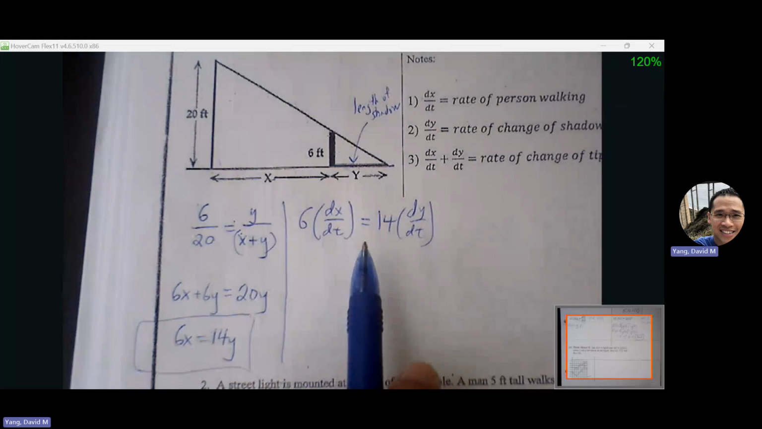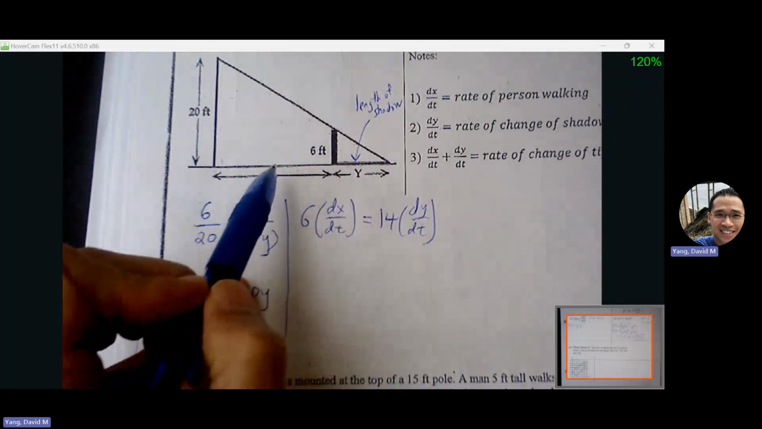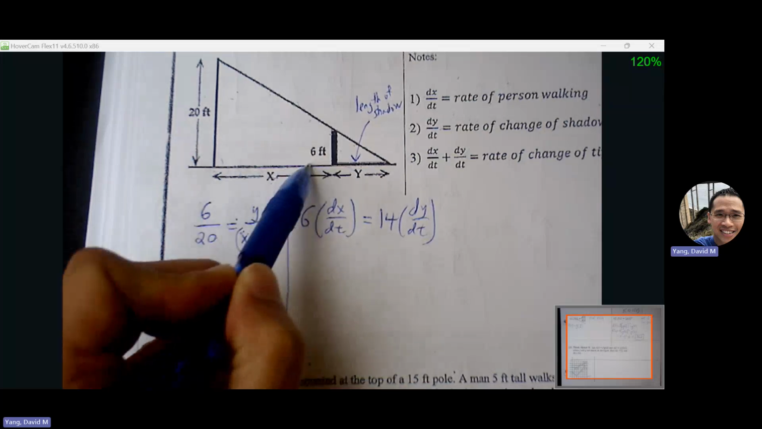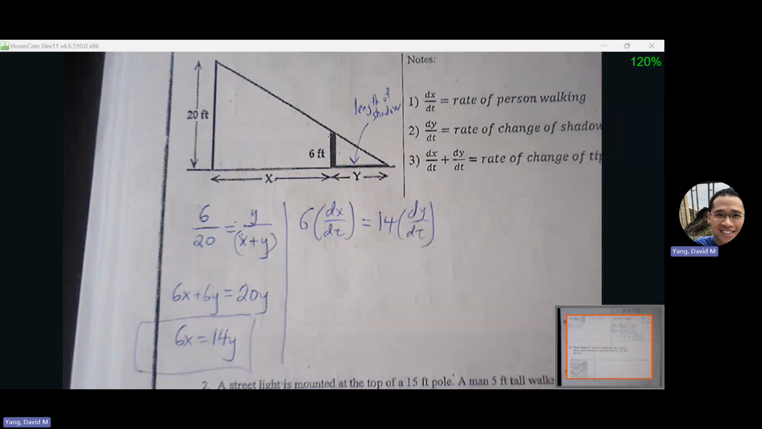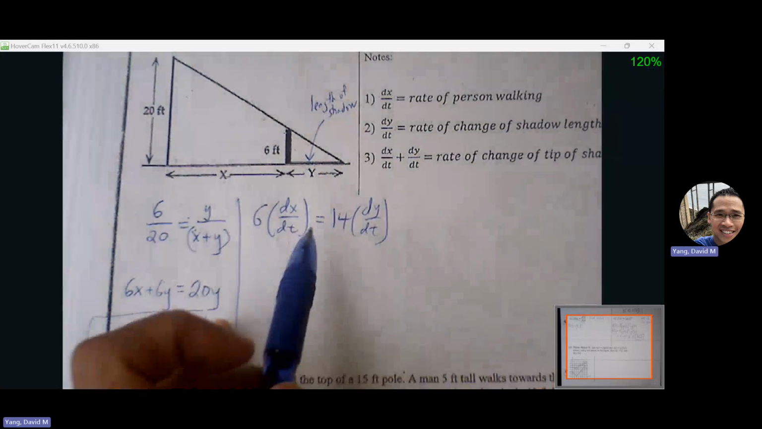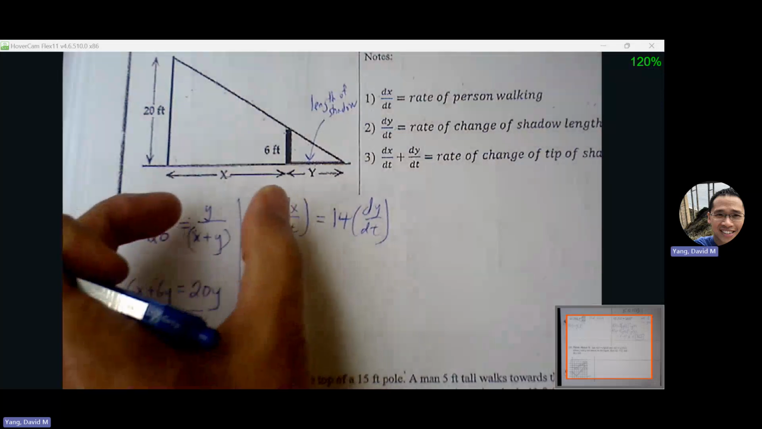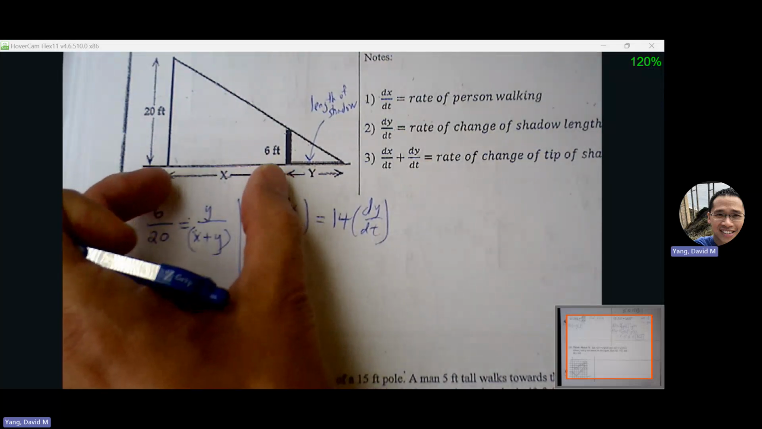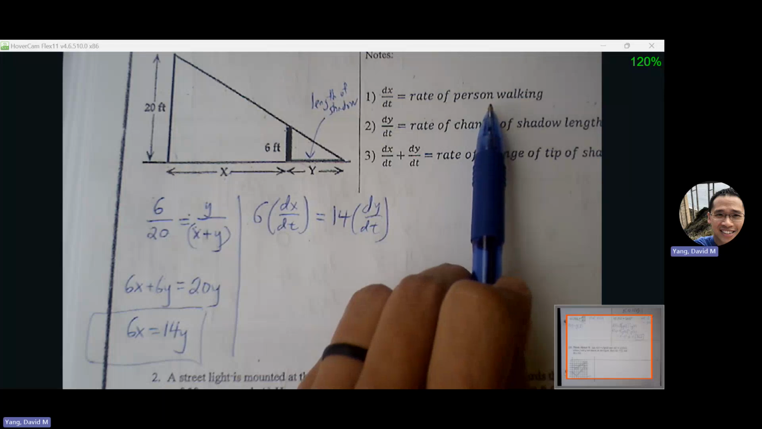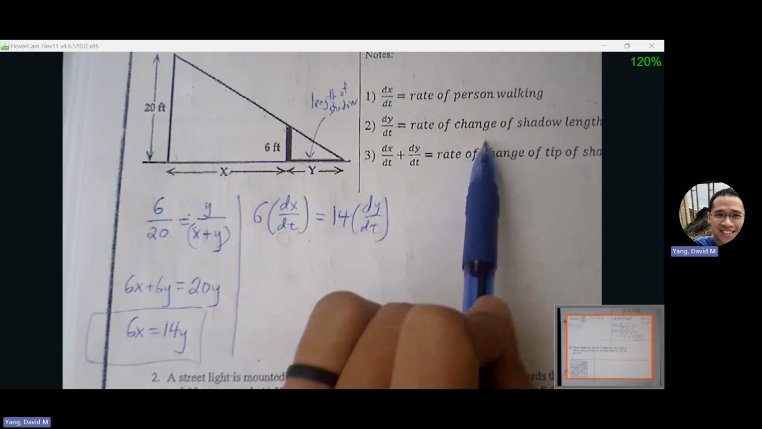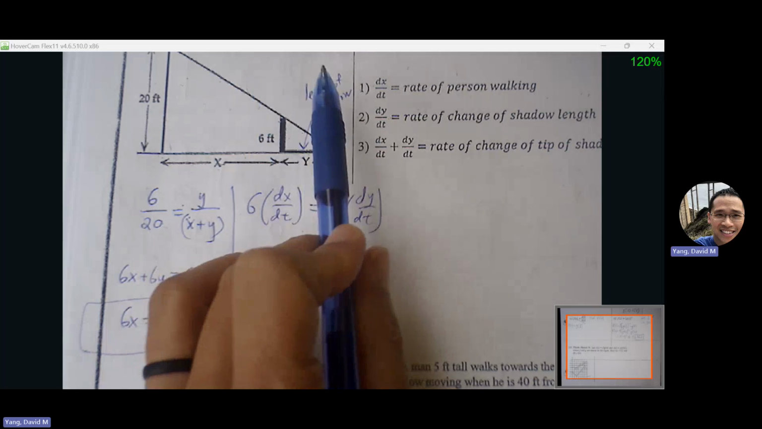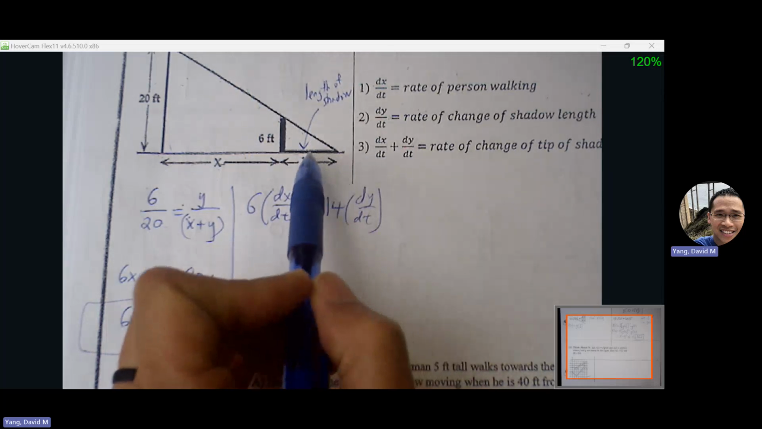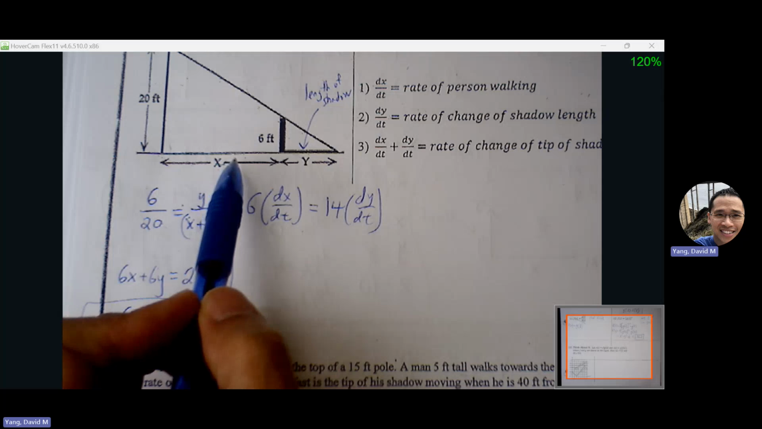So let me define what each of these variables mean. If you always set up your diagram like this, your x is the large portion and y is the shadow. Then this is how we can define these variables. So dx/dt is going to be how fast this distance is changing between the person and the lamppost. So we think of that as the rate of the person walking, either away or towards the lamppost. Next is dy/dt. dy/dt is the rate of change of the length of the shadow. Okay. So as he's walking away, that shadow length is going to get larger. If he's walking towards, that shadow length is going to get smaller.